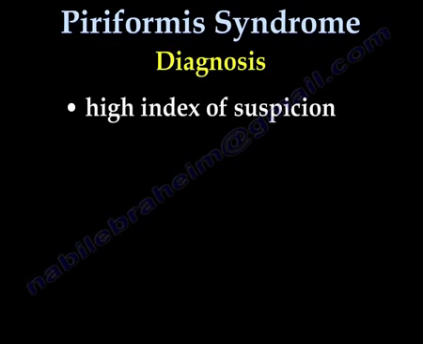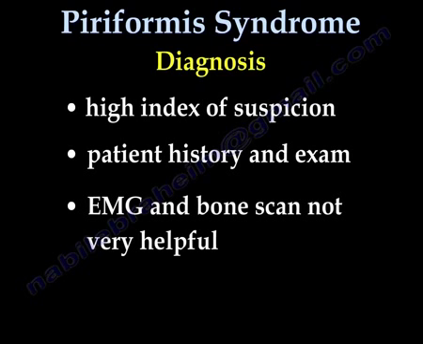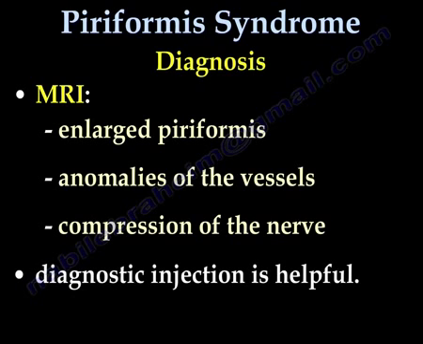Diagnosis, high index of suspicion, patient history and exam is important. EMG and bone scan are not very helpful. The MRI may show enlarged piriformis, anomalies of the vessels, or compression of the sciatic nerve. Diagnostic injection is helpful.